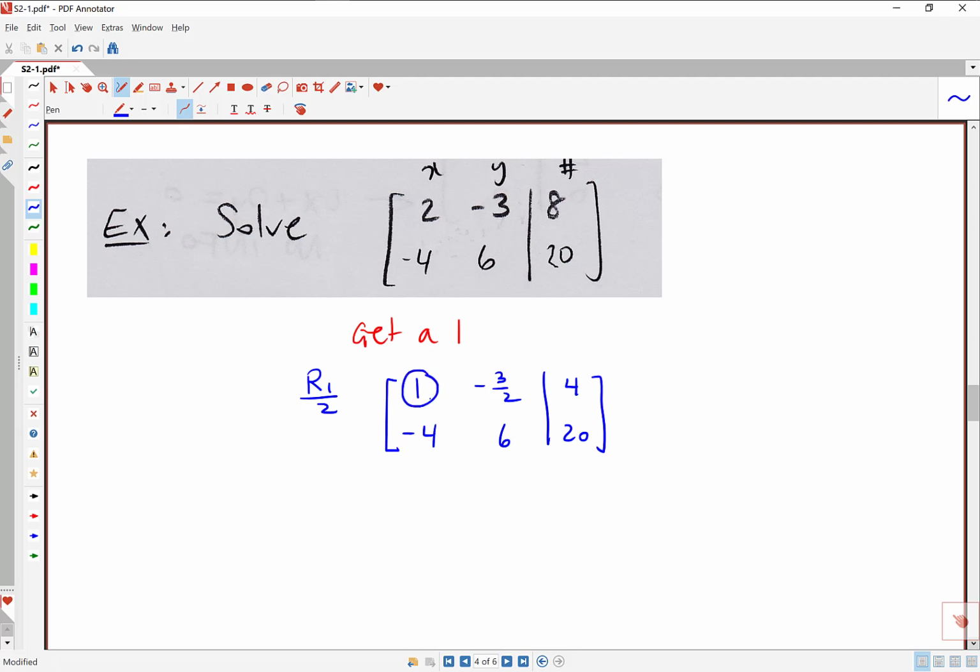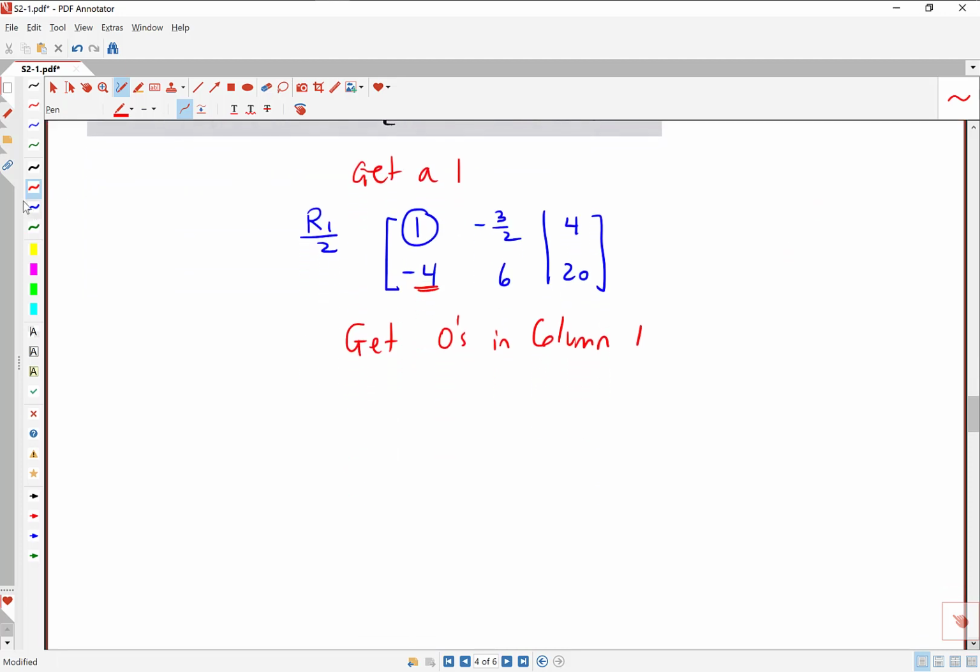I usually get in the habit of just circling the pivot. For some reason, it makes the next step a bit easier psychologically. So once you get that pivot, then you're going to get zeros in the rest of that column. And for us, that just means getting rid of this negative 4. So the operation that you're going to do anytime you're trying to get a 0, think about going current row plus or minus some number times your pivot row.